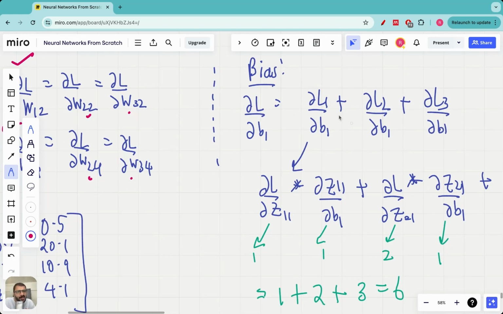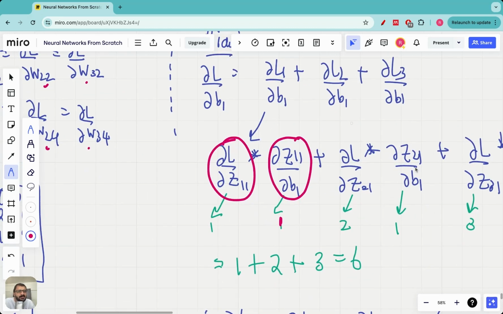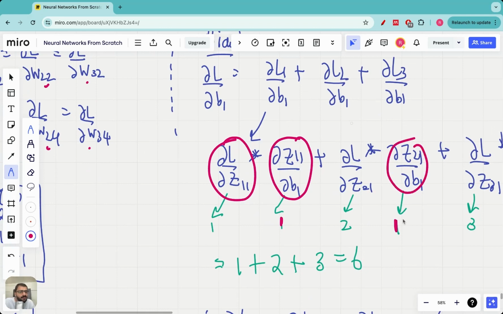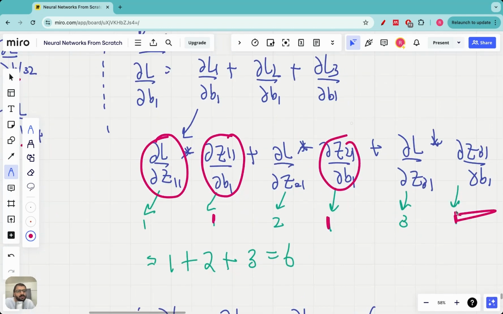And what is the partial derivative of the first loss with respect to B1? Partial derivative with respect to Z11 multiplied by partial derivative of Z11 with B1. So this is anyways 1. So this second multiplication will always be 1. So the answer is just going to be partial derivative of loss with respect to Z11 plus partial derivative of loss with respect to Z21 plus partial derivative of loss with respect to Z31.